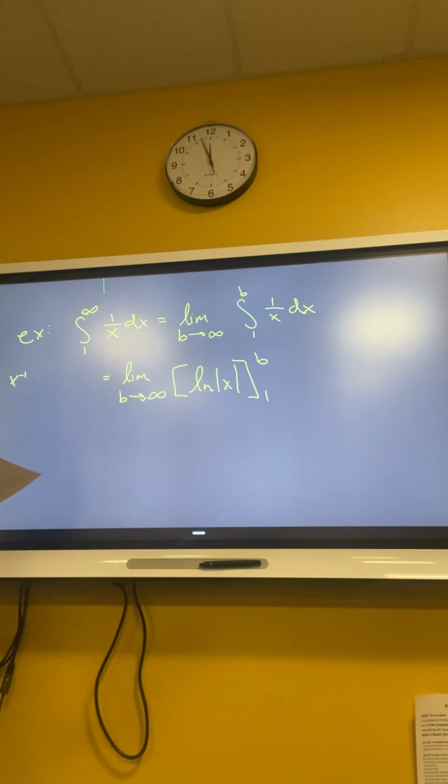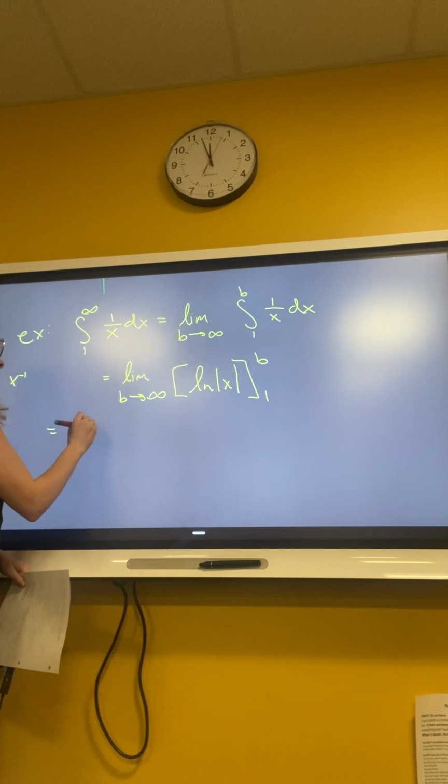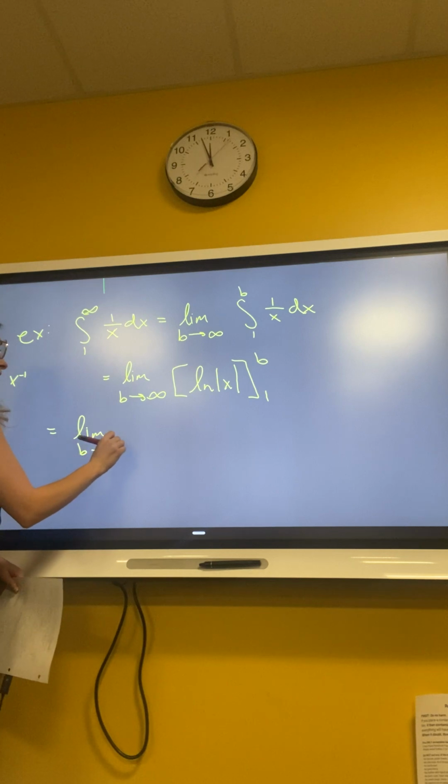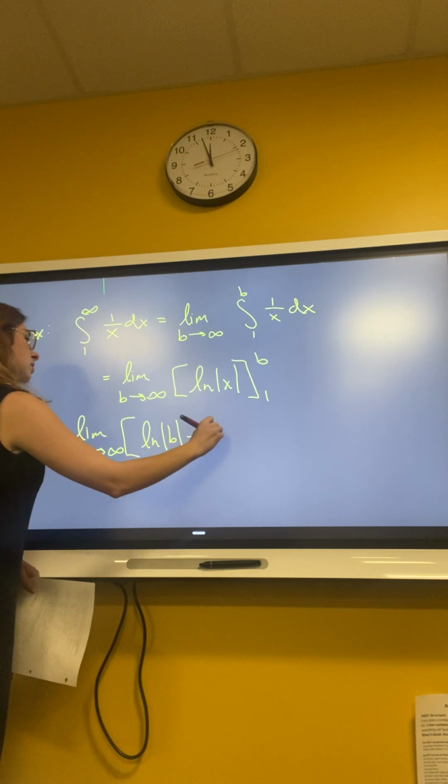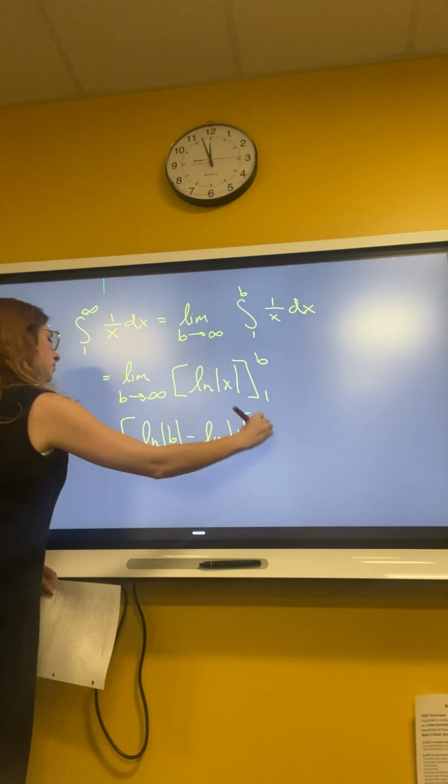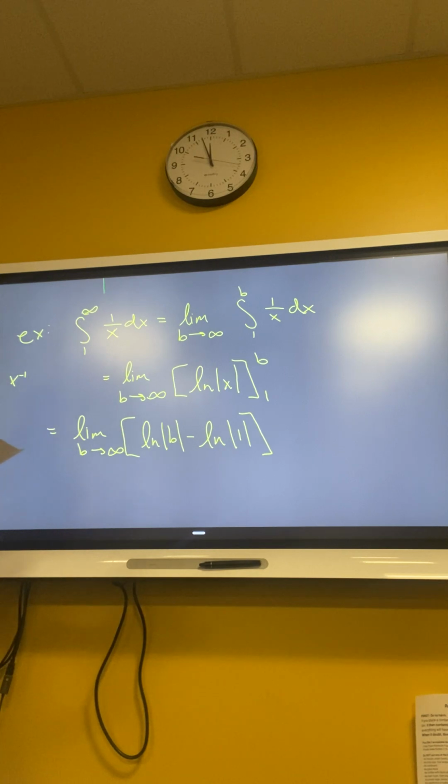The method is pretty much the same as any other integral. So I plug in the top bound, limit as b approaches infinity of natural log of b minus natural log of 1. So top bound minus bottom bound. And what would the natural log of b be approaching as b approaches infinity? Remember what the graph of natural log looks like.